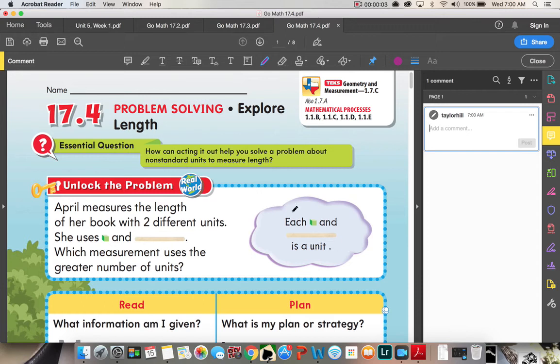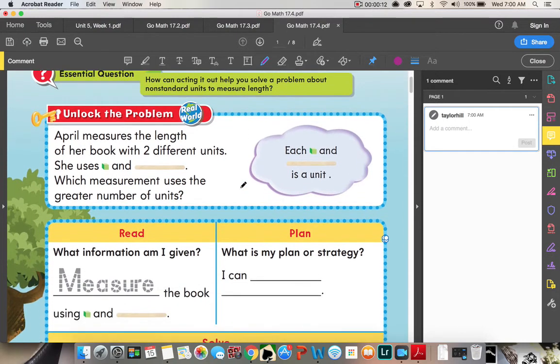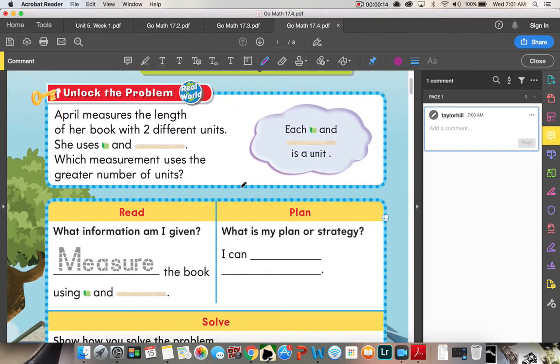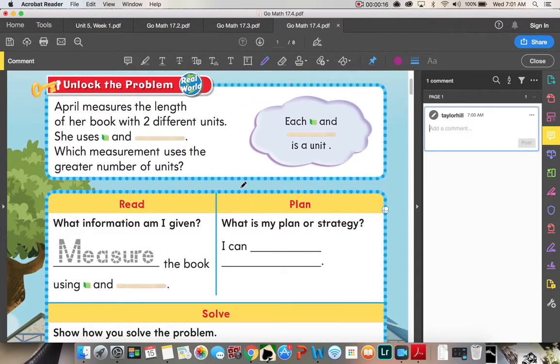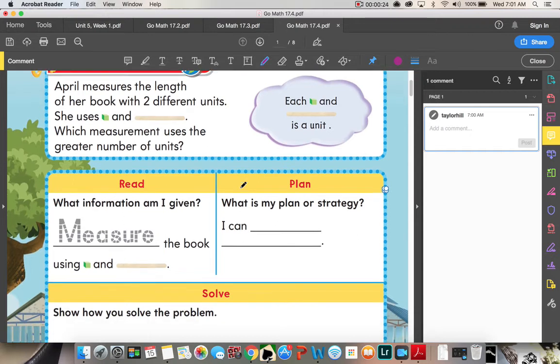17.4 Explore length. How can acting it out help you solve a problem about non-standard units to measure length? April measured the length of her book with two different units. She uses a cube and a popsicle stick. Each cube and popsicle stick is a unit. So which measurement uses the greater number of units?